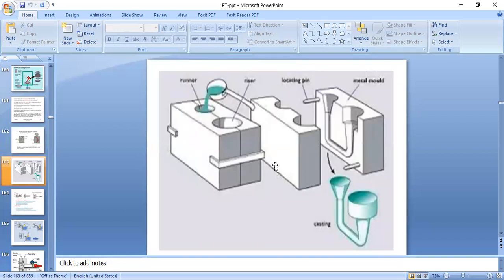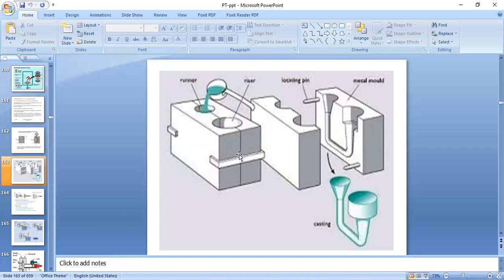Say this is another way. These are the two halves. The core is made, and this mold cavity is made in two halves of the two permanent molds. We join these, and after that, we pour the liquid metal. Then we allow the metal to solidify in the mold made of metal.